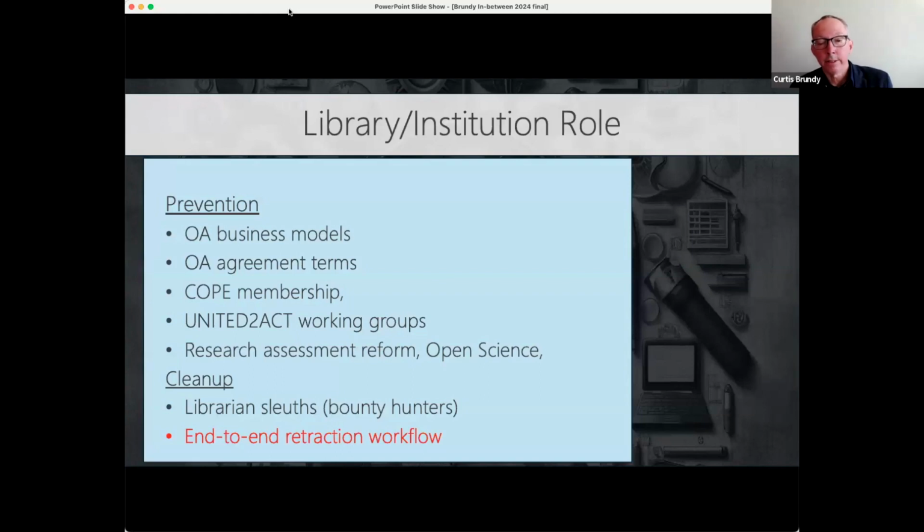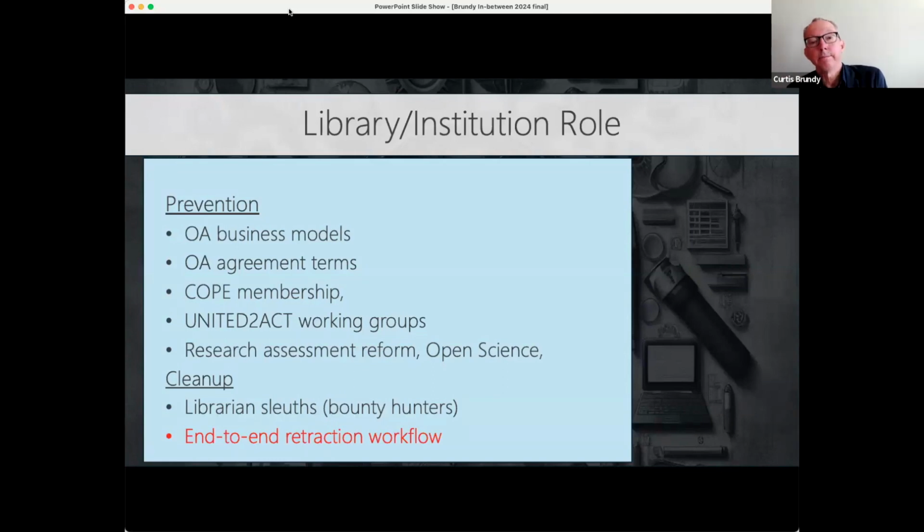And then just the last one here, the idea of this end-to-end retraction workflow. I think librarians should take an active role in the work that NISO is doing. I think we're very well positioned to help develop and ensure that we have a system in place where retracted papers are notified, and the changes and the notices that need to happen go end to end, across all those aggregator databases, across all the places where our users may find them.